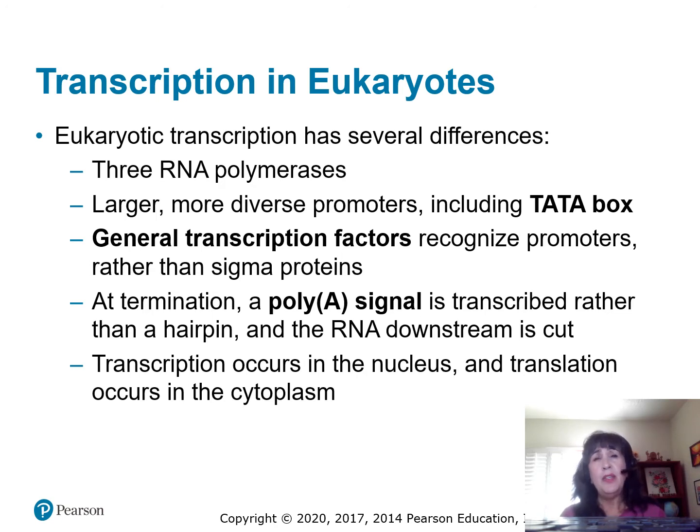Another difference is that instead of forming a hairpin, there's going to be a poly A tail and also a 5' cap. And this will let us know that this is the termination of transcription. And the last difference between eukaryotes and bacteria is that transcription occurs in the nucleus and translation occurs in the cytoplasm. Whereas for prokaryotes, they both occur in the cytoplasm because there is no nuclear membrane.